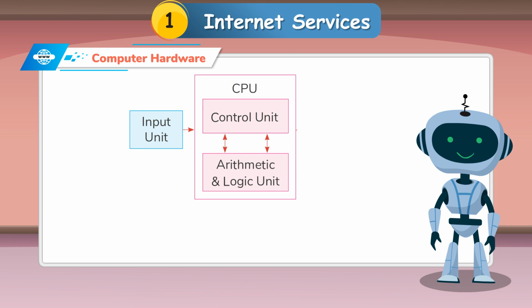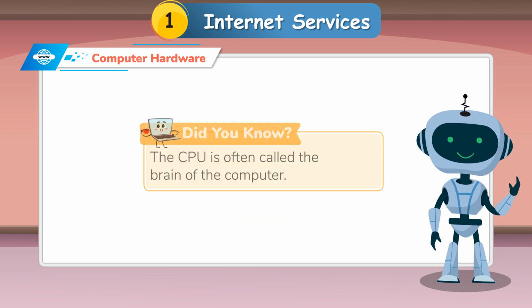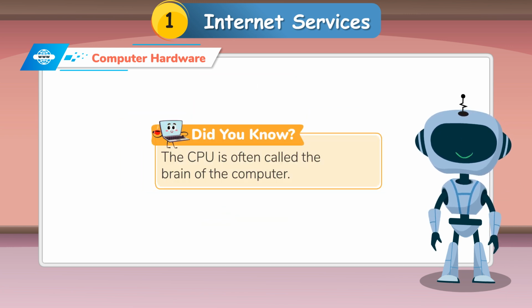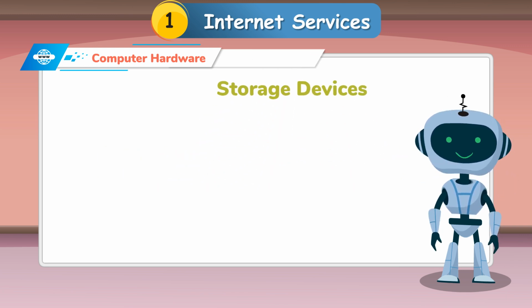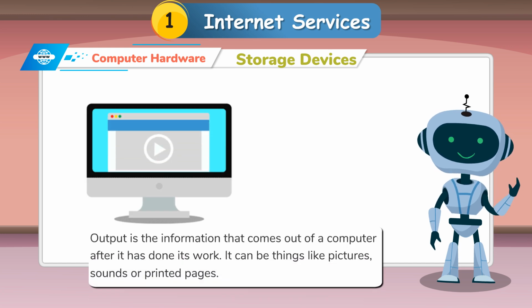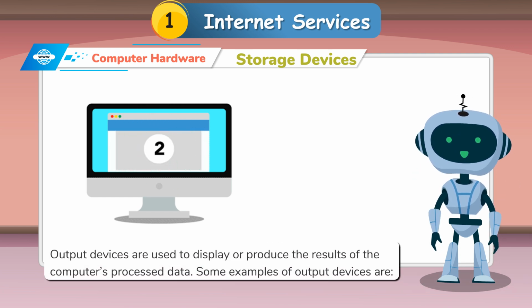CPU: control unit, input unit, output unit, arithmetic and logic unit, memory unit. Did you know the CPU is often called the brain of the computer? Output devices. Output is the information that comes out of a computer after it has done its work. It can be things like pictures, sounds, or printed pages. Output devices are used to display or produce the results of the computer's processed data.